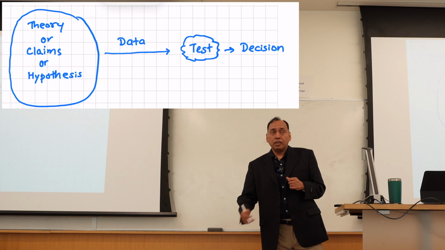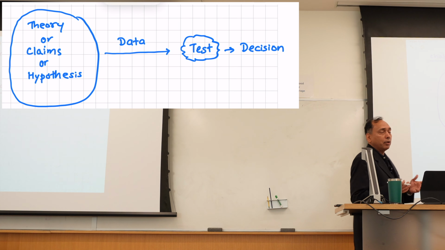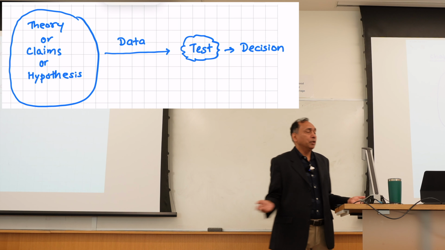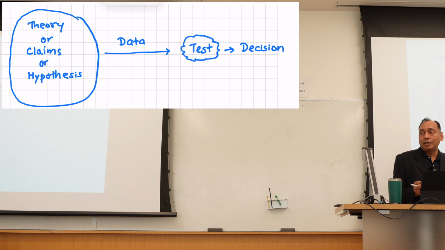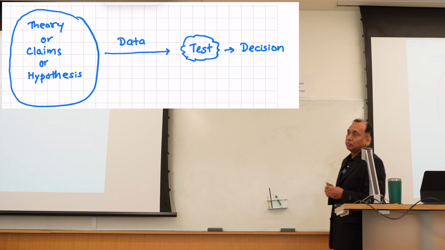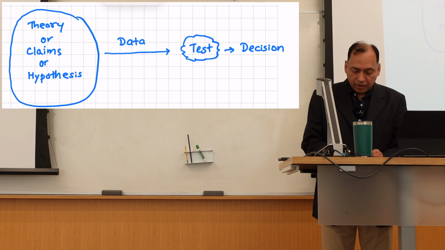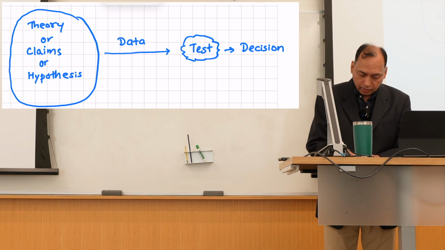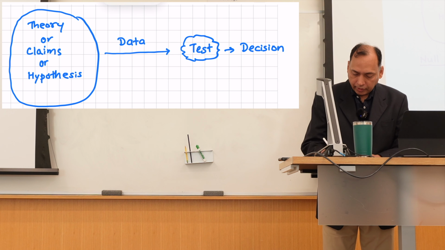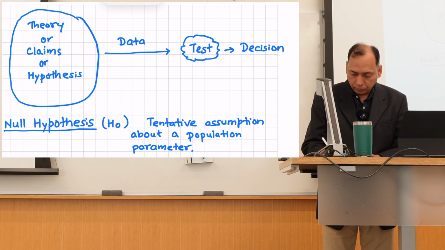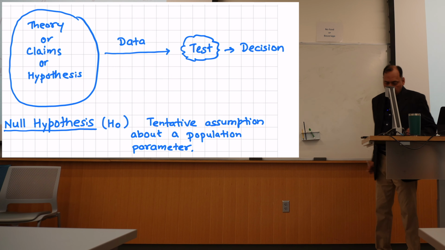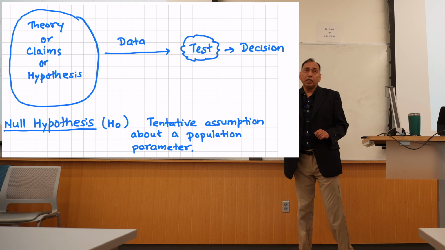So if a restaurant manager says that we serve our customers in less than 5 minutes, you collect data and you find that the average is actually 15 minutes. So obviously that claim is not correct. In hypothesis testing, when you are doing it statistically, there is something called the null hypothesis that we represent using H0, 0 for null. And this is a tentative assumption about a population parameter.